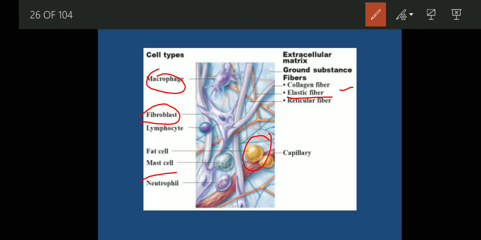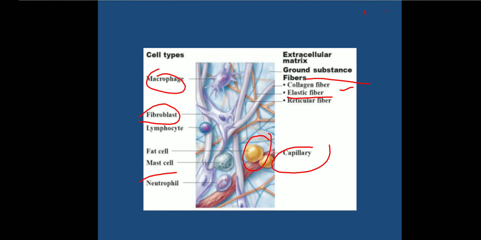And the fluid which is observed in the background is nothing but the ground substance. When we saw the epithelial tissue, we observed that blood vessels are not able to penetrate, not able to reach the epithelial tissues. But in the case of connective tissues, they are able to penetrate within these tissues. So you can see the blood capillaries also over here. So this was about the different tissues observed in the loose connective tissue.